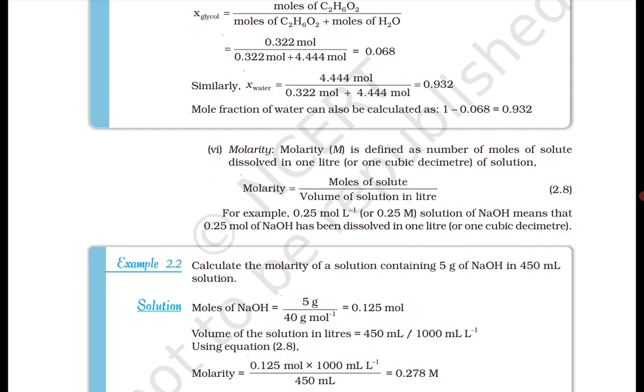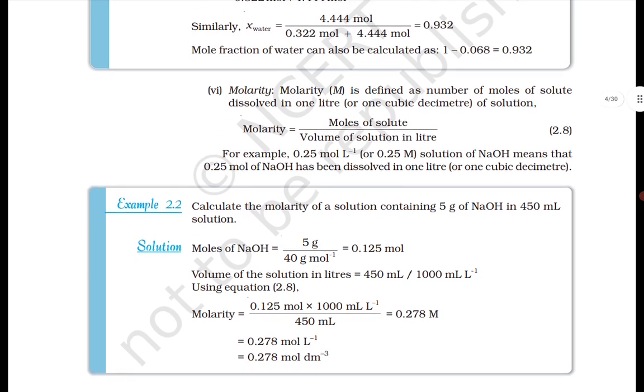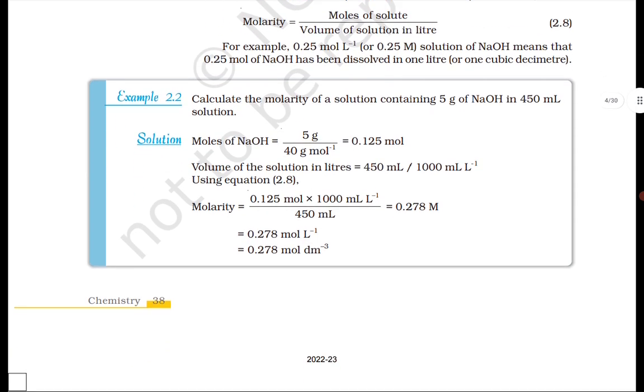6. Molarity. Molarity, M, is defined as the number of moles of solute dissolved in 1 liter or 1 cubic decimeter of solution. Molarity equals moles of the solute by volume of solution in liter. For example, 0.25 mole per liter, or 0.25 molar solution of NaOH, means that 0.25 mole of NaOH has been dissolved in 1 liter or 1 cubic decimeter.